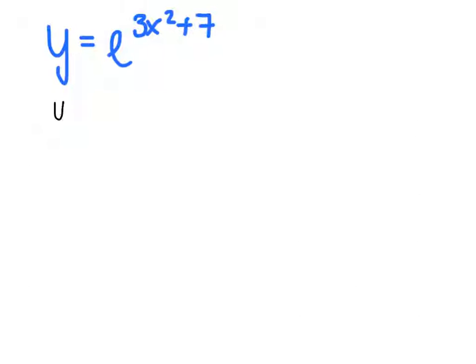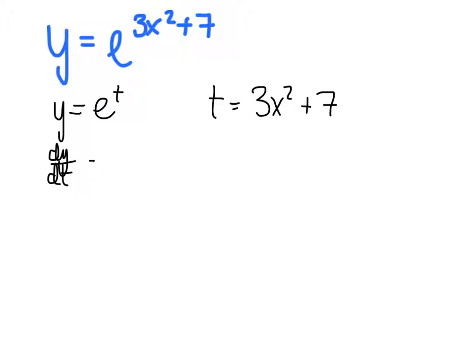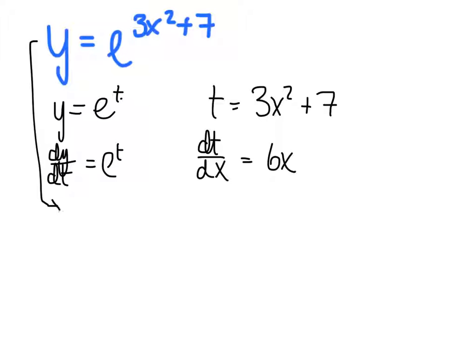So we'll say, well, y is e to the t, where t is 3x squared plus 7. Don't forget to keep your layout really, really careful. It's really important because it just stops us making mistakes. So dy by dt, the derivative of the function y with respect to t, which is our variable at the moment, is e to the t, it's part of the definition. And dt by dx is 6x. Obviously our 7 disappears.